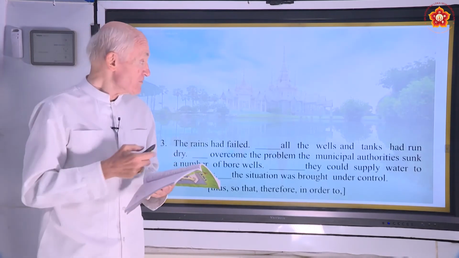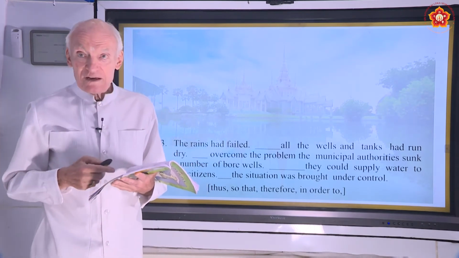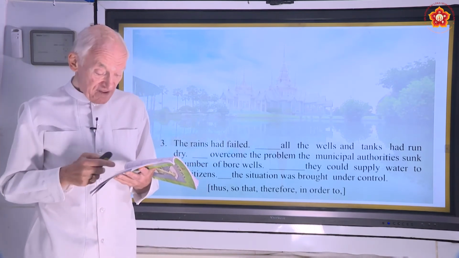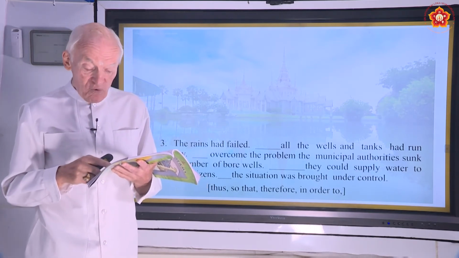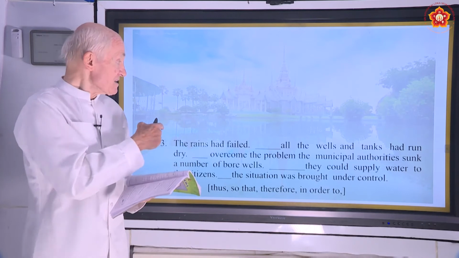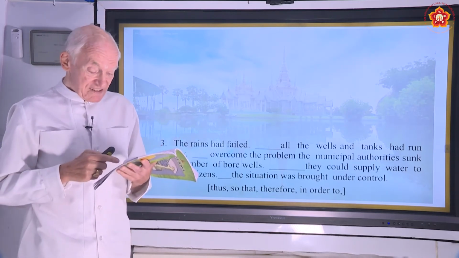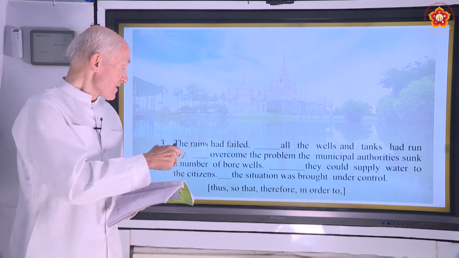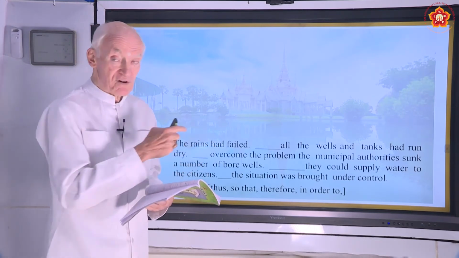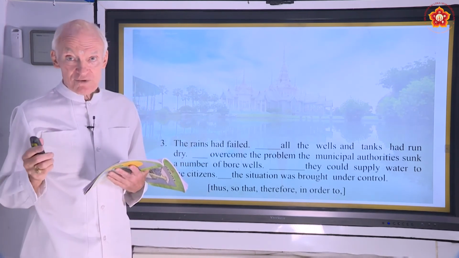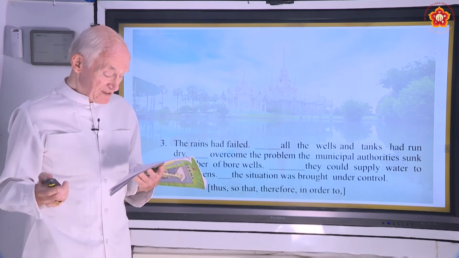Here we have a beautiful temple on a lake. And at this time, rains had failed. The rains had failed. Blank, all the wells and tanks had run dry. This lake was bone dry. This water was not there. So we have a list of linkers: thus, so that, therefore, in order to. We have to pick out the right linker. This is what will be on your exam. You have to use the right linker.